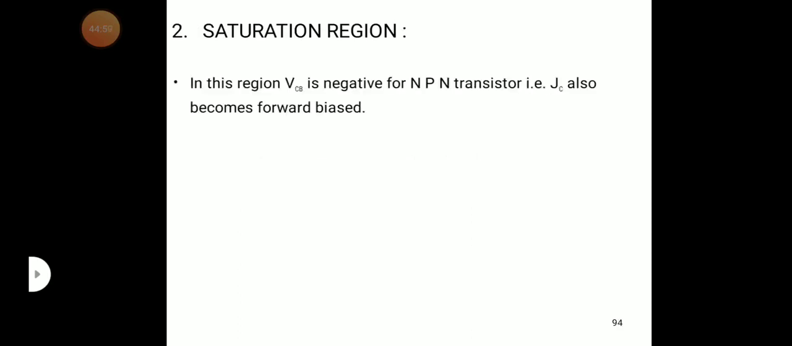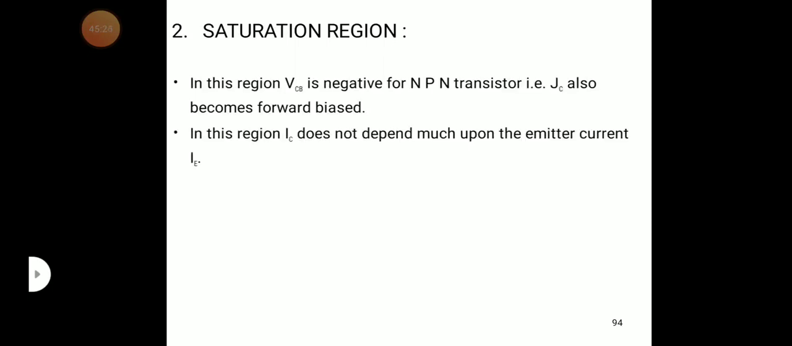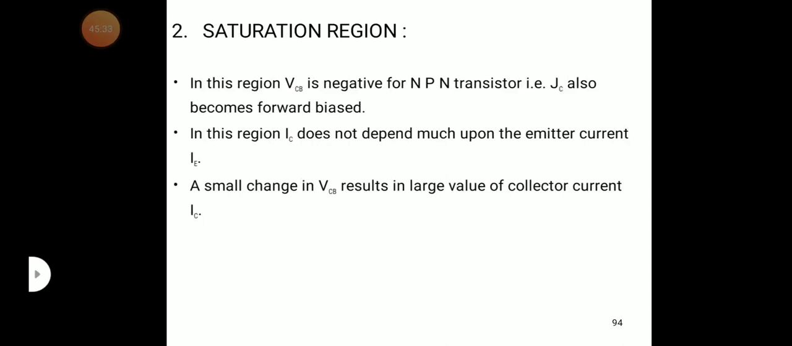The second one is saturation. In this region, VCB is negative for an NPN transistor, that is, the collector junction also becomes forward biased. Collector junction forward bias and emitter junction forward bias: that is called the saturation region. That's why we are getting these characteristics in the negative region. In this region, IC does not depend much upon the emitter current IE. A small change in VCB results in a large change in the collector current.